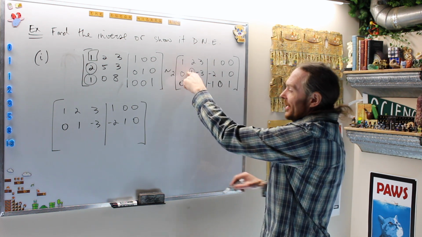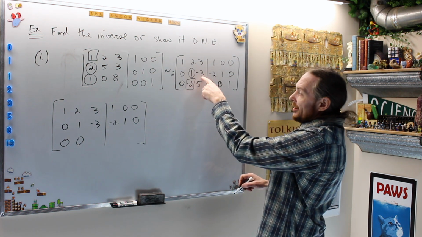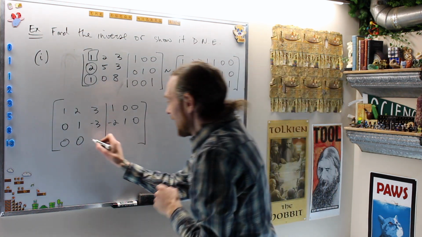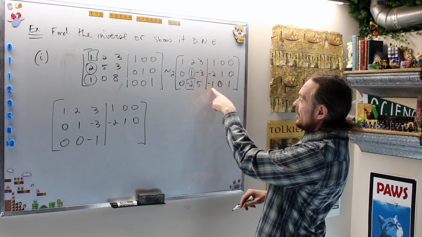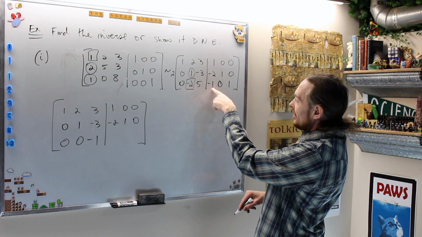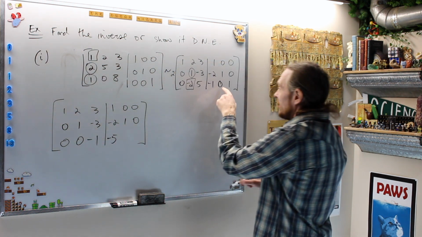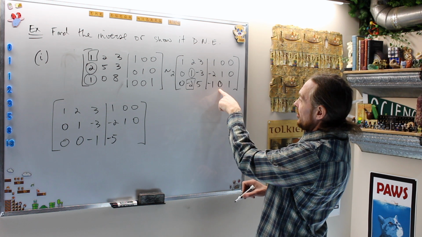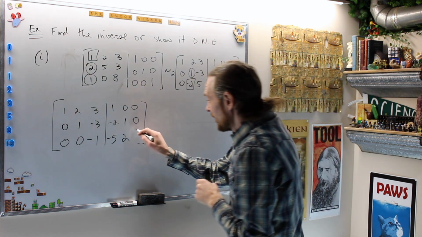Negative 2 plus 2 is 0. 5 plus negative 6 is negative 1. Negative 1 plus negative 4 is negative 5. 0 plus 2 is 2, and 1 plus 0 is 1.